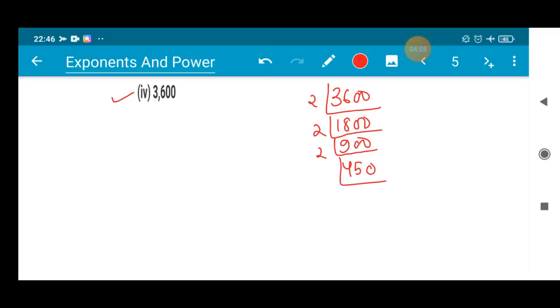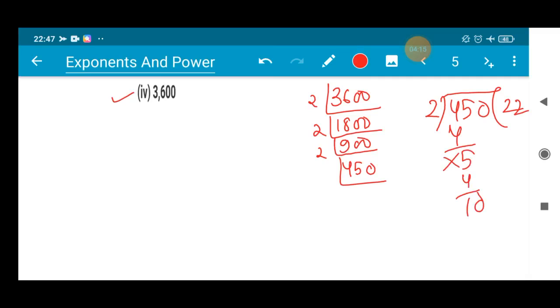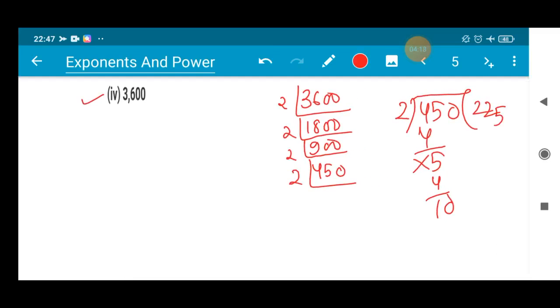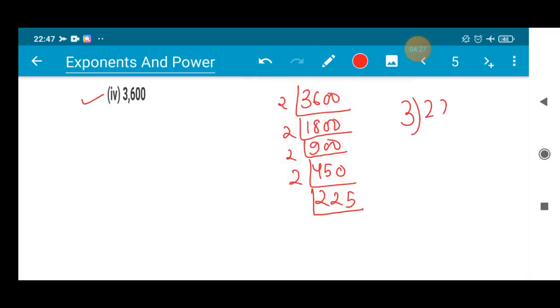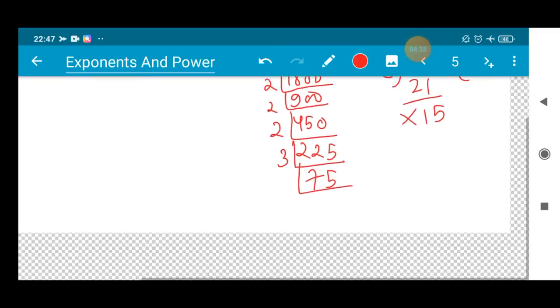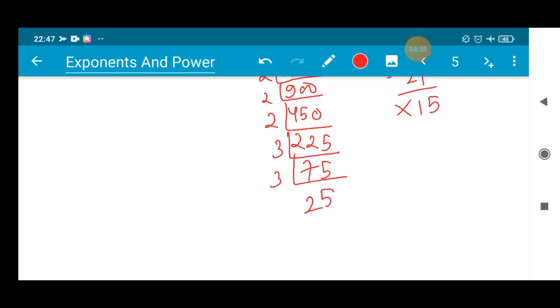Next, 2 cannot divide. Yes, 2 can divide, right? So it is 2 2s are 4, 2 2s are 4, 2 5s are 10. So it is 2 into 225. Now 2 cannot divide 225, so I'll be going forward with the next prime factor, that is 3. 225 divided by 3. 3 7s are 21, 3 5s are 15, 3 into 75. Now next, 3 2s are 6, 3 5s are 15, 5 5s are 25, 5 1s are 5.